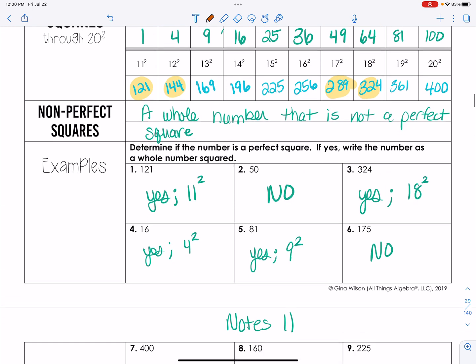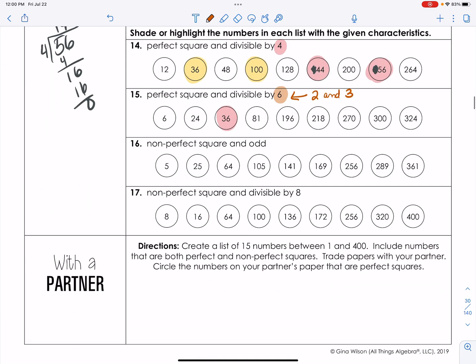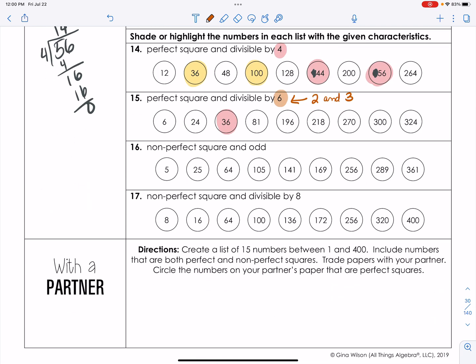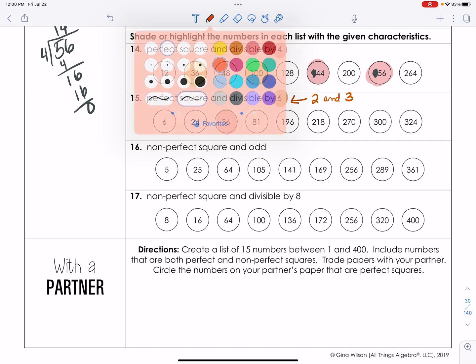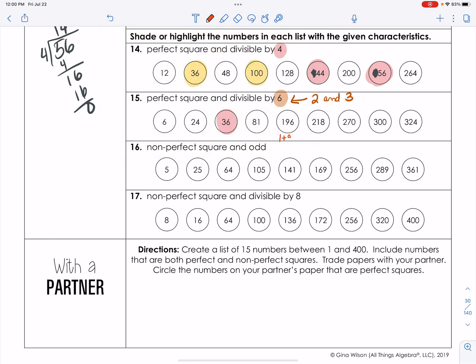196, let's see up at my table. Yeah, 196 is a perfect square. It's divisible by 2. Is it divisible by 3? Remember, we add the digits. 1 plus 9 plus 6. That's 16. Is 16 divisible by 3? Nope. So 196 isn't divisible by 3, which means it's not divisible by 6.